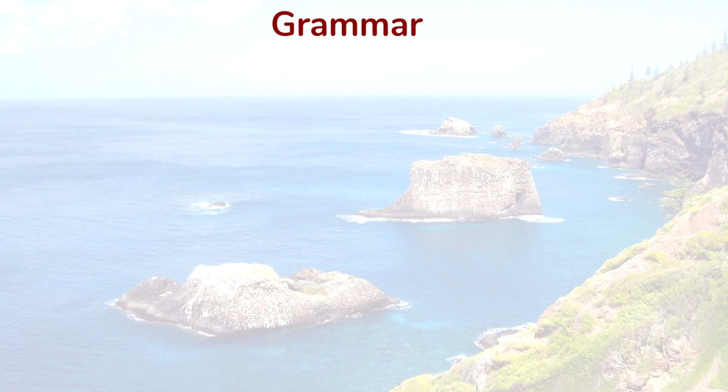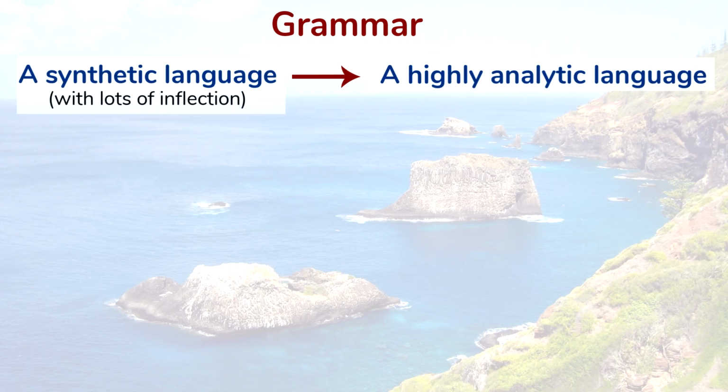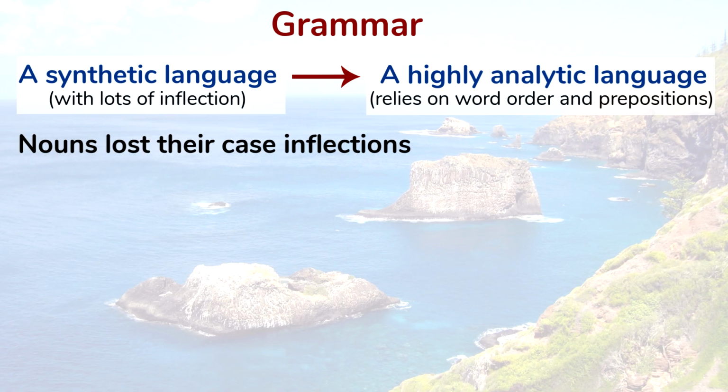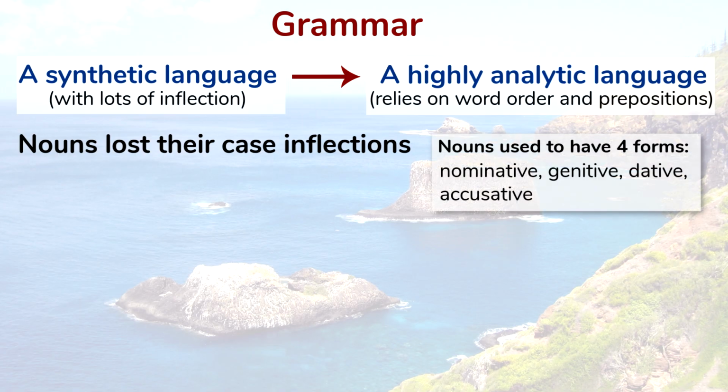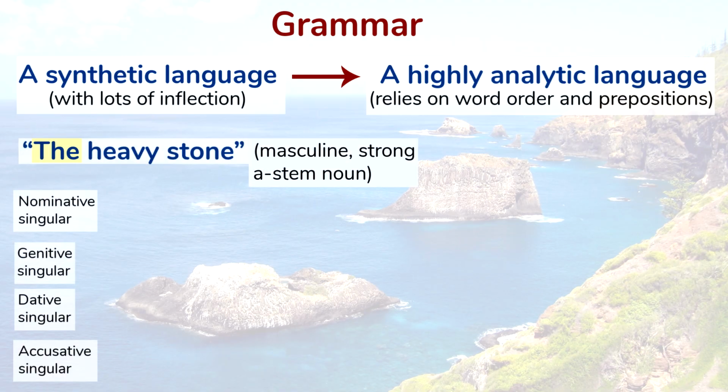Grammar. In the transition from Old English to Middle English, English went from being a synthetic language with lots of inflection to a highly analytic language, which relies on word order and prepositions instead of inflection. Nouns lost their case inflections. Nouns used to occur in 4 different forms: nominative, genitive, dative, and accusative, and occasionally in a 5th case, the instrumental case. For example, in Old English, there was this phrase meaning the heavy stone, with the word for stone being a masculine, strong A-stem noun.